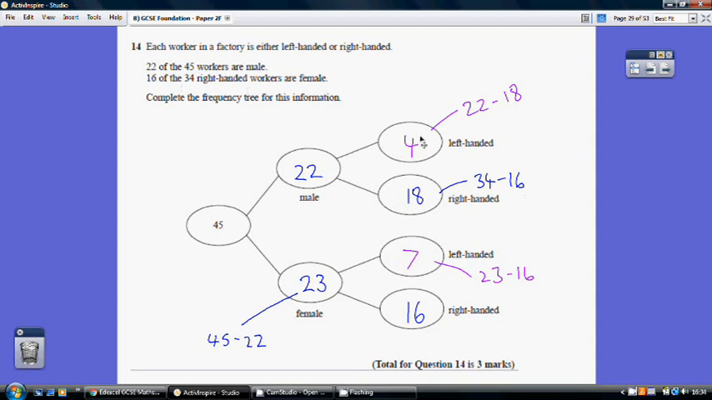So now to fill in this box here, I've got 22 males, 18 of them are right-handed, so 4 must be left-handed. 22 take away 18 equals 4. Then down here I've got 23 females, 16 of them are right-handed, so 7 must be left-handed. 23 take away 16.